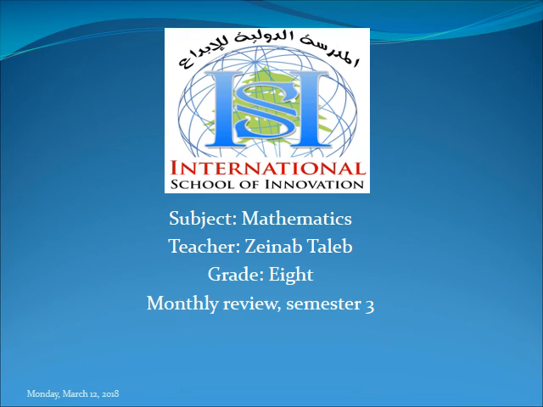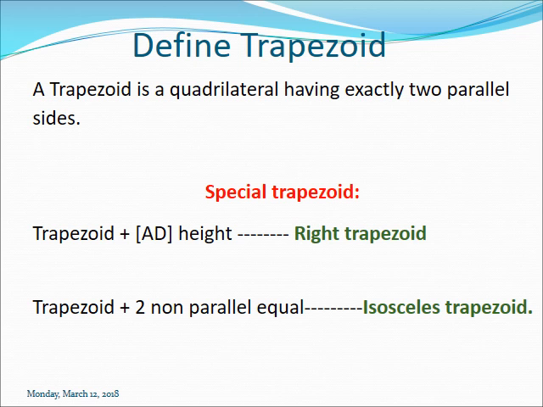Mathematics, Grade 8, Monthly Review, Semester 3. Define trapezoid. A trapezoid is a quadrilateral having exactly two parallel sides.